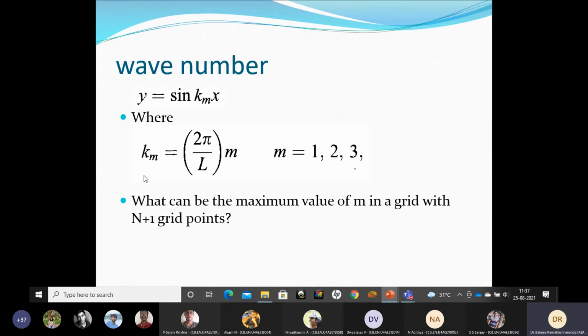Okay. So now assume there are m waves in a grid which has n plus 1 grid points. Let's give a value for n, let's say 100. Now for the 100 grid points, how many waves can you represent just with numbers? You have 100 numbers. Using that, what is the maximum km you can have?